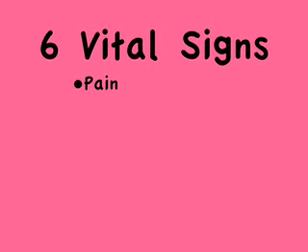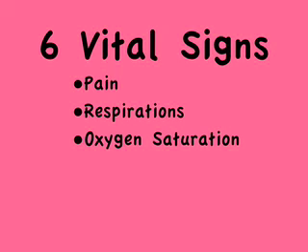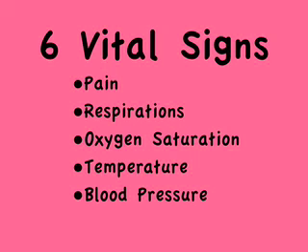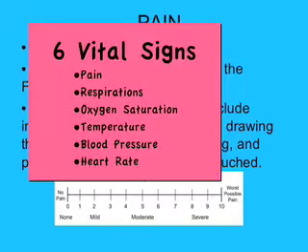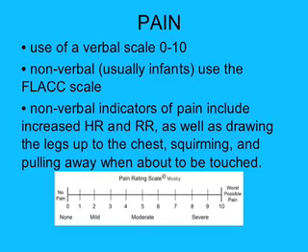There are 6 vital signs: pain, respirations, oxygen saturation, temperature, blood pressure, and heart rate. When assessing your patient's pain scale, you should use a verbal scale that varies between 0 to 10. Non-verbally, which is usually in infants, you can use a flag scale. Nonverbal indicators of pain include increased heart rate and respiratory rate, as well as drawing up the legs to the chest, squirming, and pulling away when about to be touched.